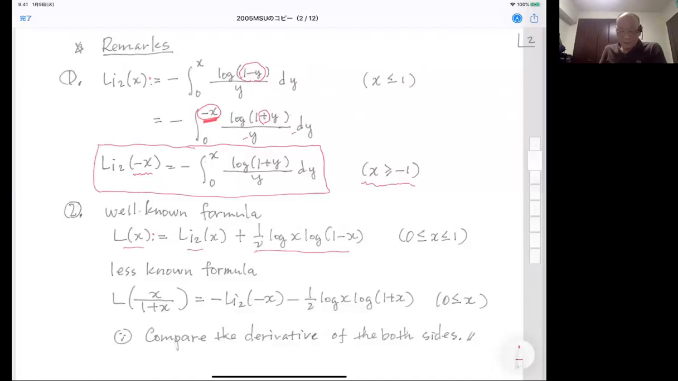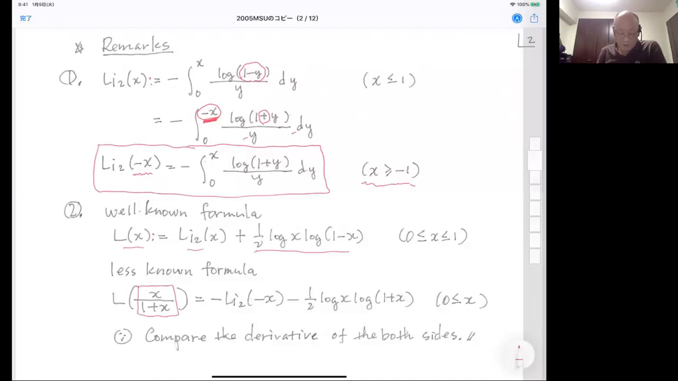And by the way, there is a similar expression. If you plug in 1/(1+x) here, then it is actually equal to the right-hand side. I haven't seen this formula in any textbooks. Maybe it should be written somewhere, but it is a lesser-known formula.